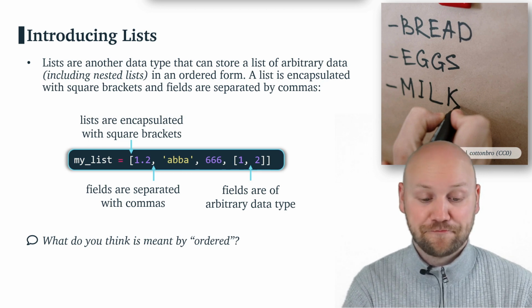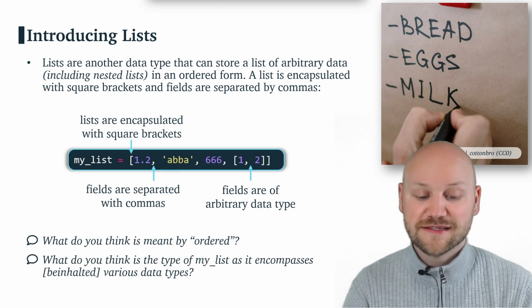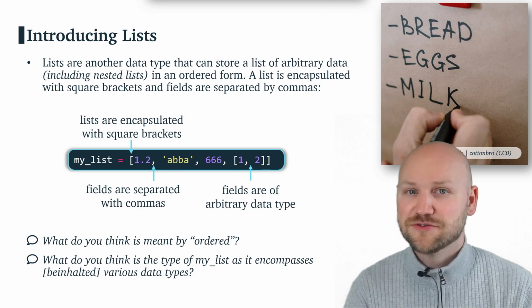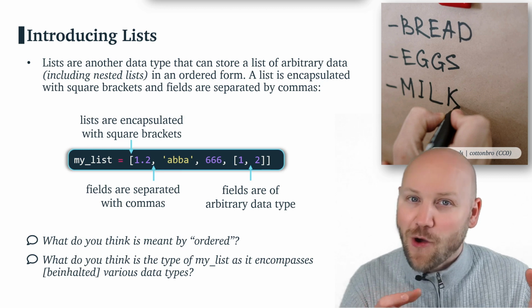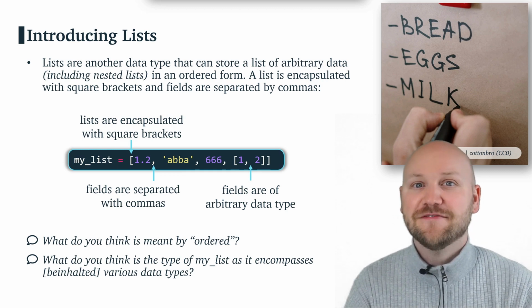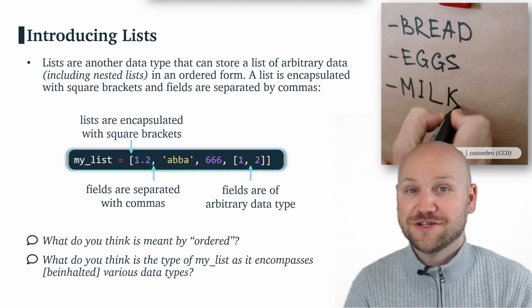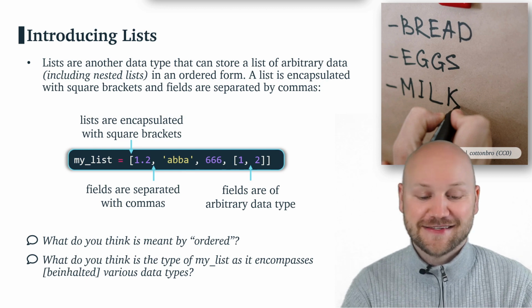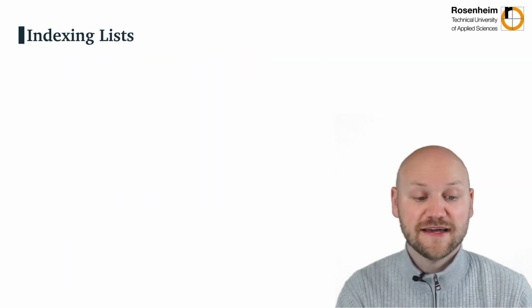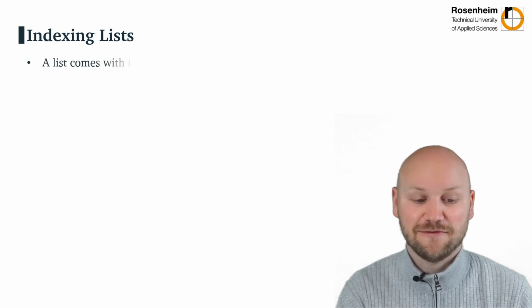So what do you think is the type of mylist, as it encompasses so many different data types now? And the answer to this question is yes, of course, it's its own data type. Yeah, we have that data type list. And even though we have different data types stored here, the data type is list. So let's have a look at the next slide regarding the indexing of lists.